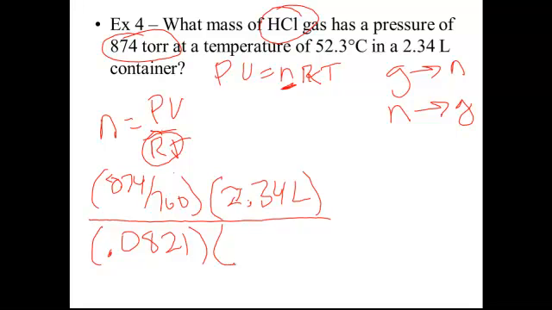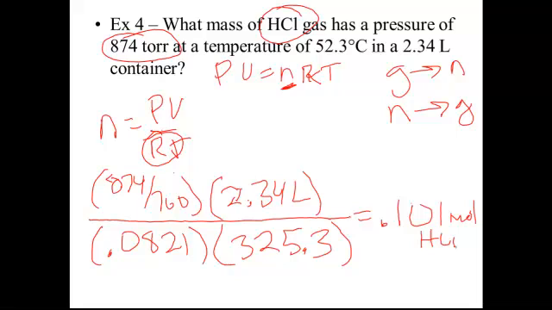And then my temperature, 52.3 plus 273 equals 325.3. And I hope we set it up right because I don't have units to cancel, which is very wrong of me. So I'm going to go 874 divided by 760. Then I'm going to multiply by 2.34. And then I'm going to divide by 0.0821, divided by 325.3, equals 0.101, looks like three significant figures, moles of HCl.